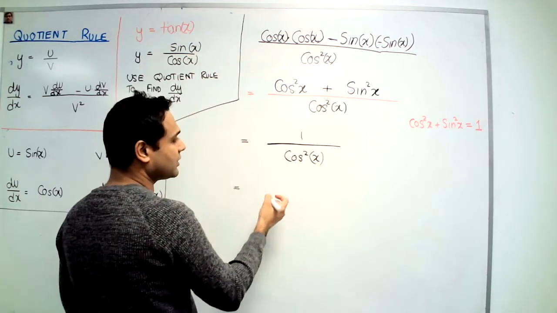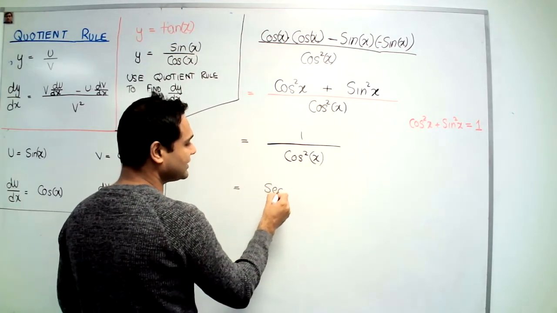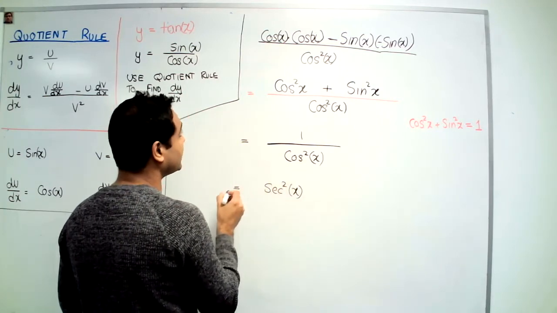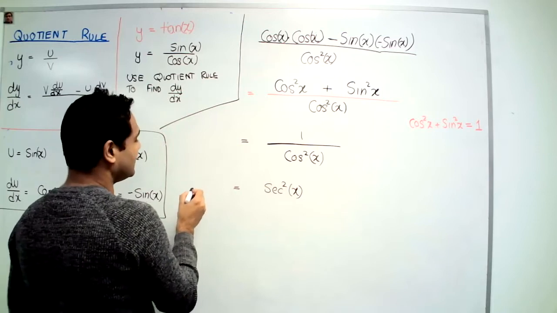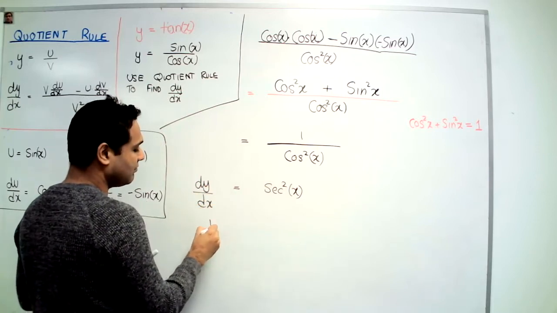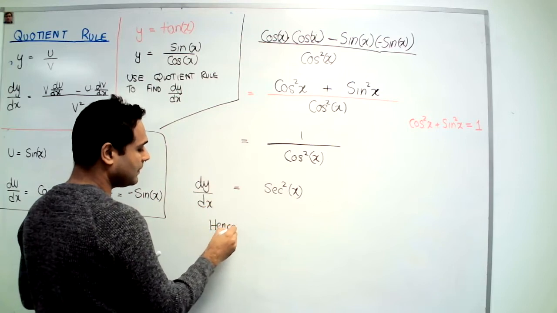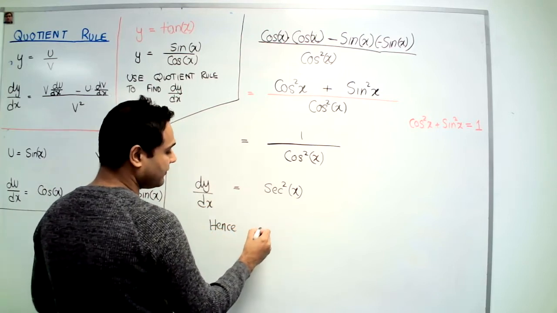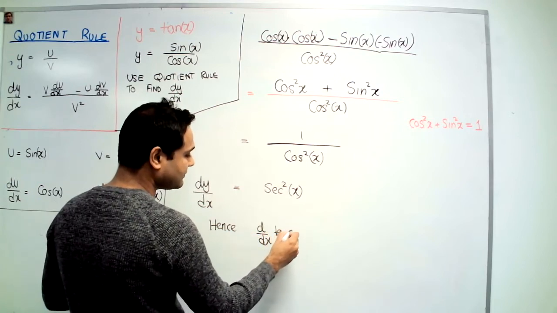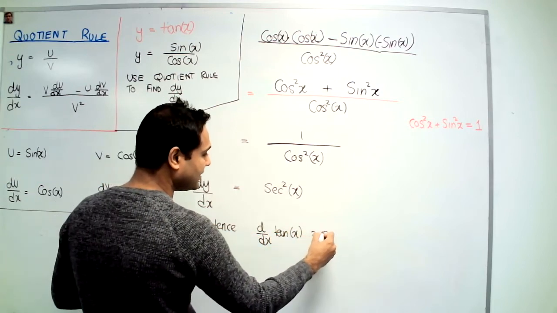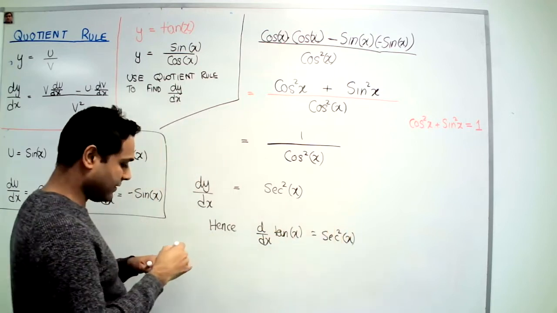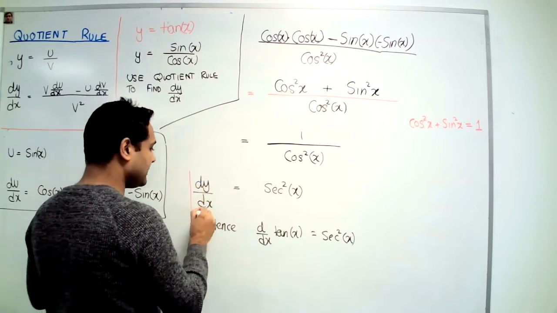And you know what 1 over cos is? 1 over cos is secant x. Because there's a square, I need to put a square. So this is my dy over dx. If you want to differentiate d over dx of tan x, it is secant squared x. So this is our answer.